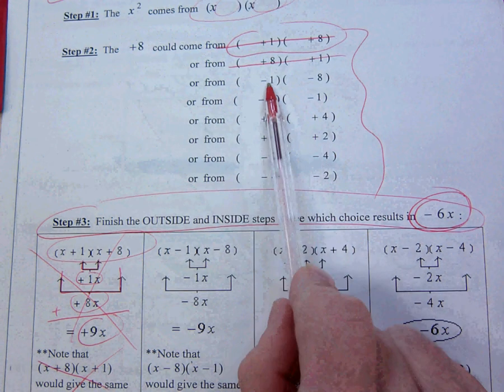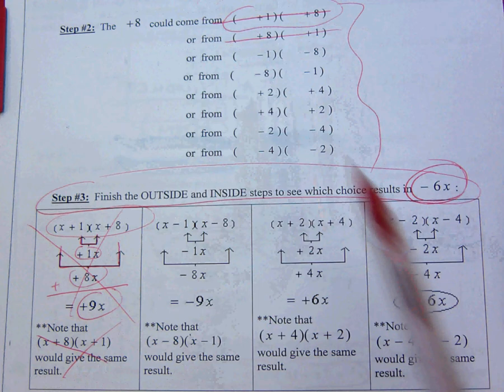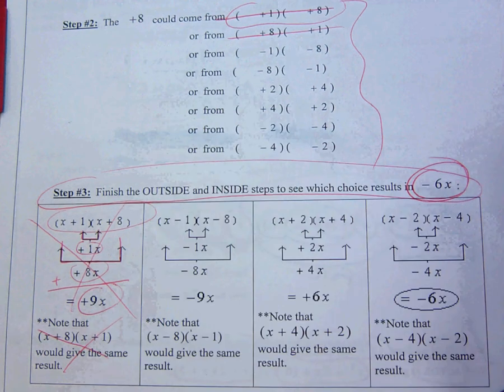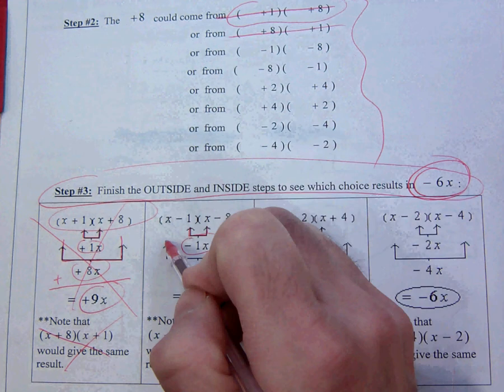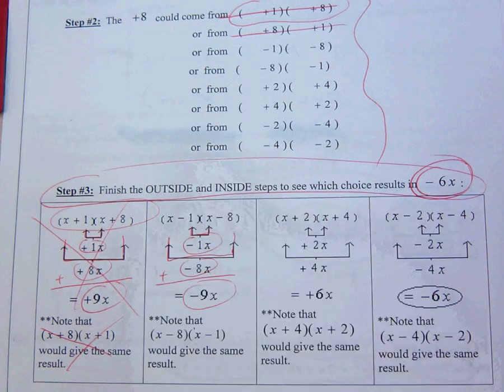All right, does everybody see what I'm going to try next? I'm going to try the minus 1 and the minus 8. Okay, so if I put in the minus 1 and the minus 8 and then do the inners and the outers, what do I get for the middle term? Well, if I multiply the inners here, I get that. If I multiply the outer ones, I get that. And if I add them together, I get a middle term of a what?